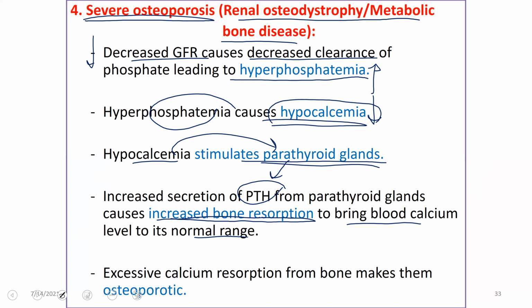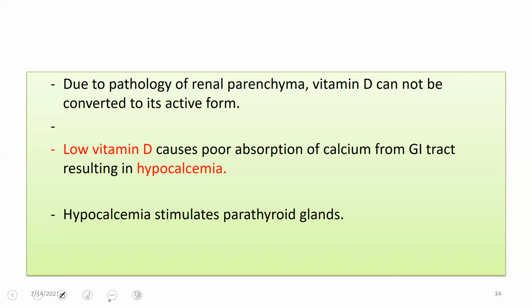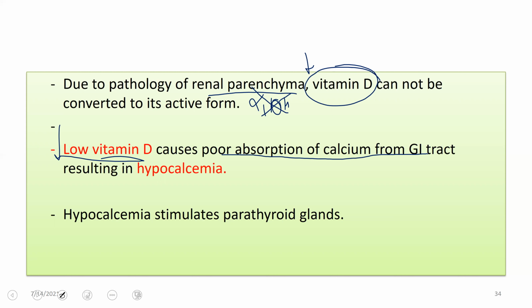And during the process, it will result in excessive calcium resorption, plus the acidic environment will also result in destruction of the osteoid due to activation of the osteoclasts, and that will result in osteoporosis. And due to the pathology of the renal parenchyma, as we also know, vitamin D cannot be converted into the active form because of deficient activity of the alpha 1 hydroxylase enzyme. Because of this, the amount of active vitamin D is low, and this causes poor absorption of calcium from the GI tract, eventually causing hypocalcemia, and the osteoid cannot be adequately calcified, resulting in osteomalacia as well.